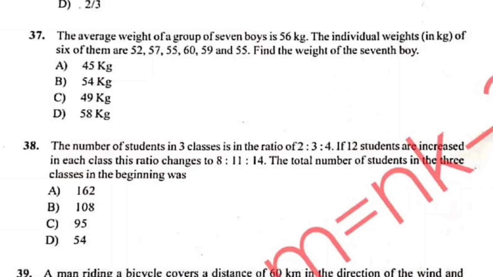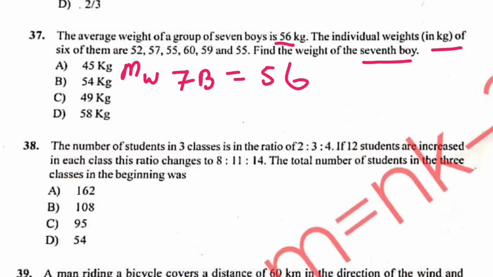Next question is: the average weight of a group of 7 boys is 56 kg. The individual weights in kg of 6 of them are 52, 57, 55, 60, 59 and 55. We have to find out the weight of the 7th boy. Okay, so let's first see what we are being given. We are being given the mean weight of 7 boys, that is 56.